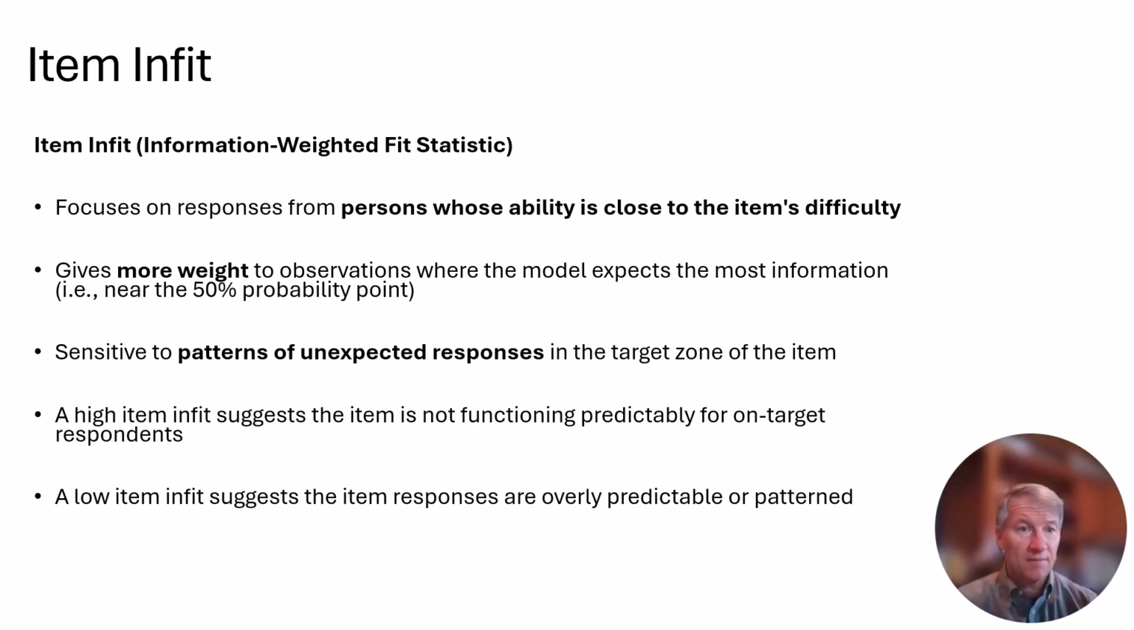Specifically, if an item had high infit, that suggests that the item doesn't function predictably for on-target respondents, which means that item doesn't function predictably for respondents whose ability is very near the difficulty of that item. And then an item with very low infit suggests that the item responses are overly predictable, redundant, or patterned, and this often happens with a very easy item.